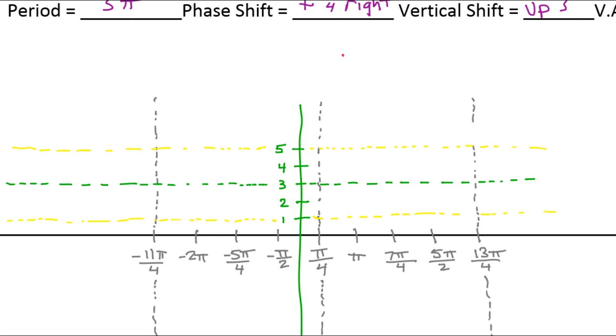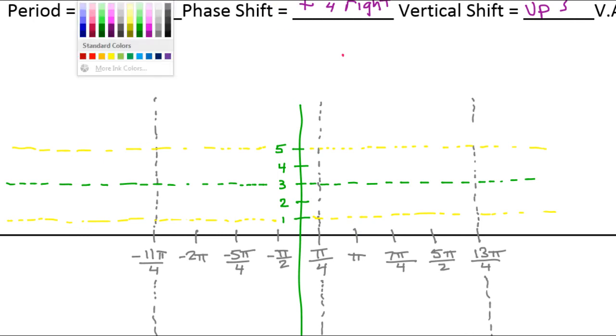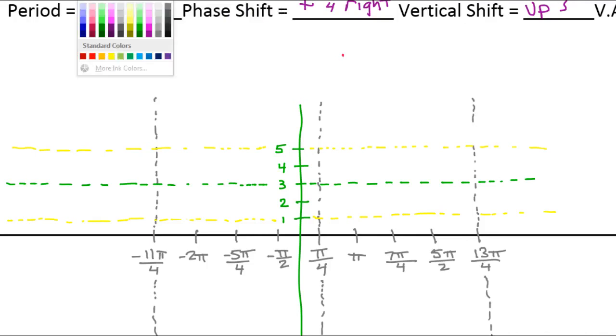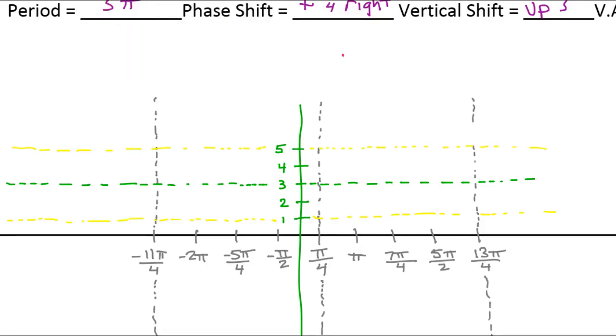Now I am ready to go ahead and do my graph. We drew these asymptotes at the beginning and end of every period. Now, in the middle of every period, there should be a point on the midline. So now that I've got the midline, I can go right to the middle of the period, right here at 7 pi over 4, and there should be a point there.